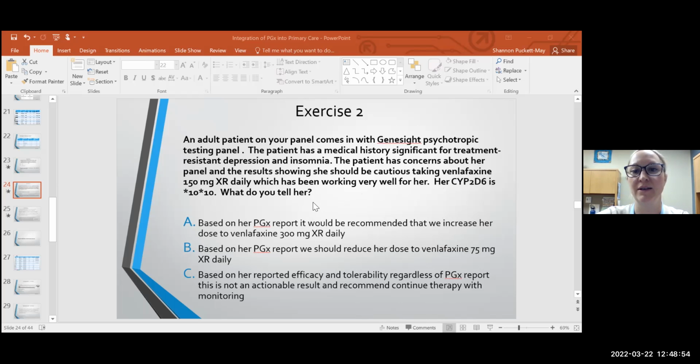Keep her on it, right? So you don't ever change a patient's therapy based on pharmacogenetics if they're tolerating it and it's working, right? So keep her there, but what I would probably say is probably not further titrate the dose, because then she might experience side effects. Good job, Sandy.